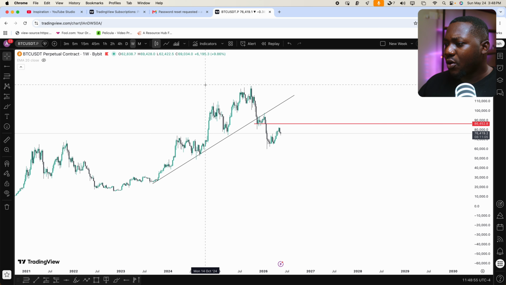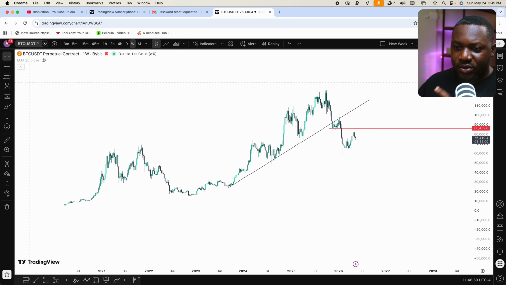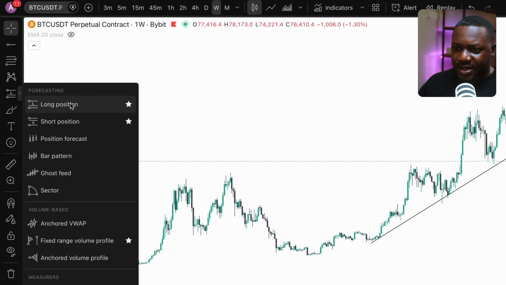Now, one other important thing you need to understand on the toolbar window is that we have this long and then short. This is basically for forecasting, as you can see here. If you analyze any asset and you want to enter a trade, you would want to look at your risk to reward to understand how much you're possibly going to make at the end of the day. This long position and short position is really helpful in that regard.